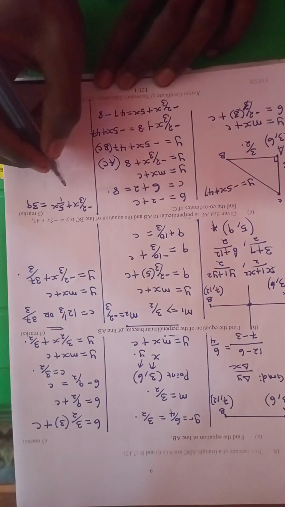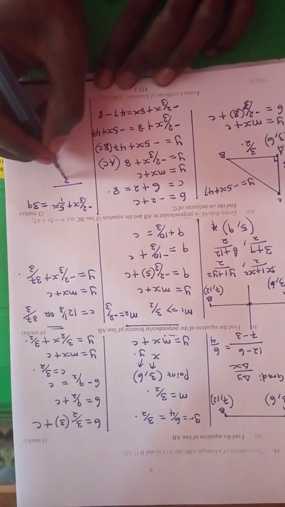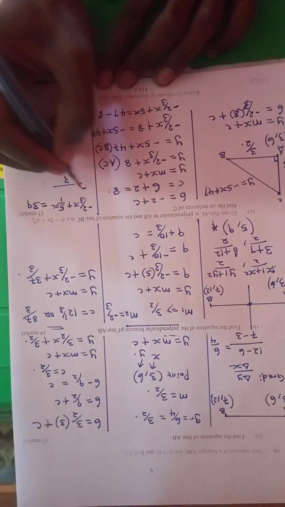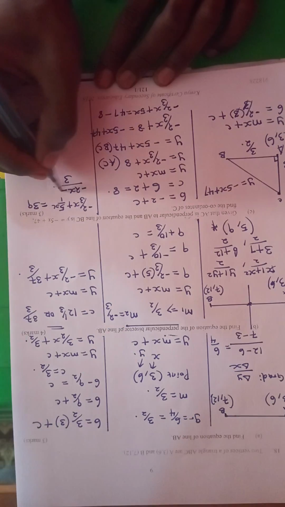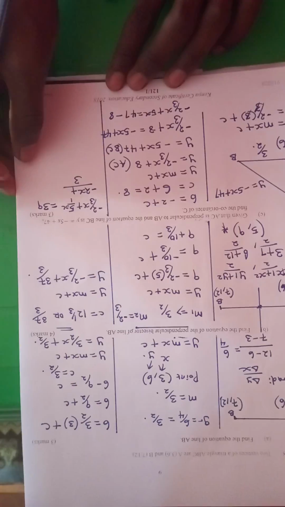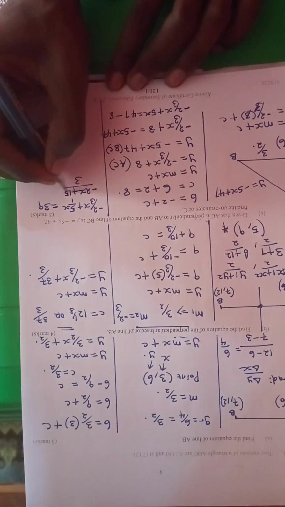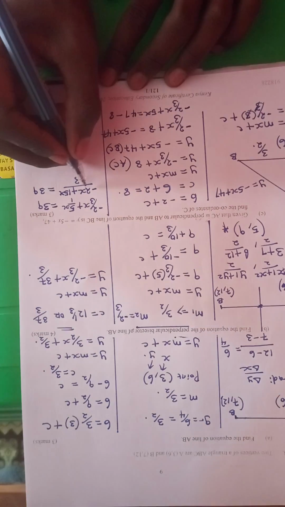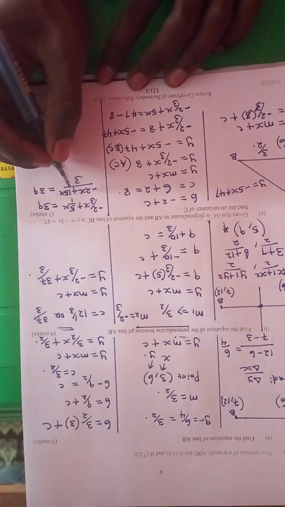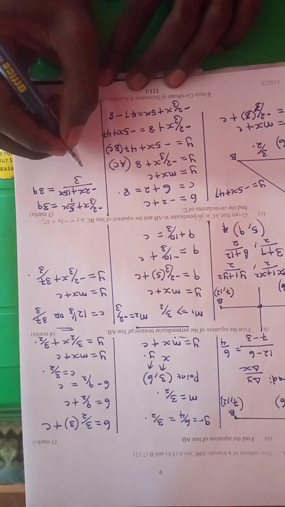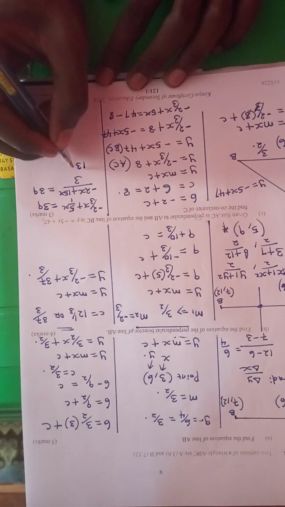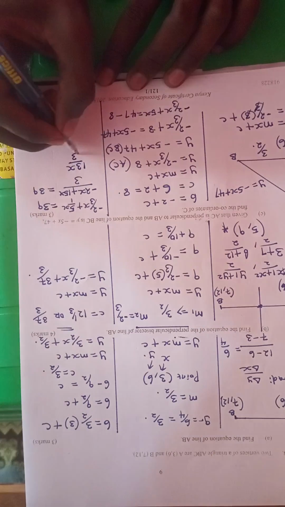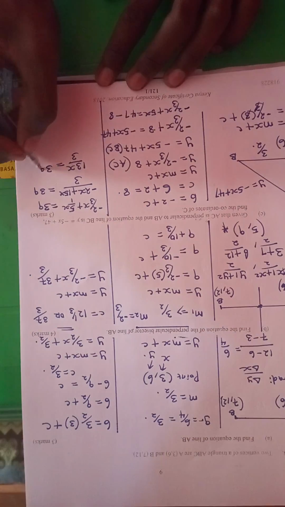So the LCM of 3 and 1 is 3. We write it here. So 3 divided by 3 is 1. We're going to have negative 2x plus 3 divided by 1 is 3 times 5. This is 15x, which is equal to 39. So negative 2x plus 15x, we are going to end up with positive 13x. So 13x over 3 equals 39.